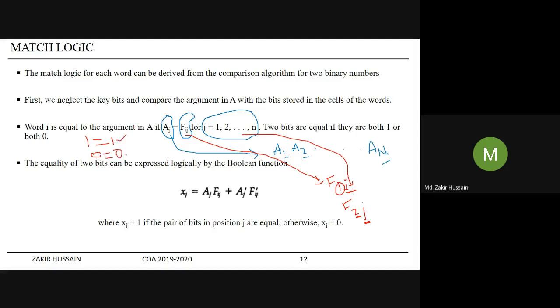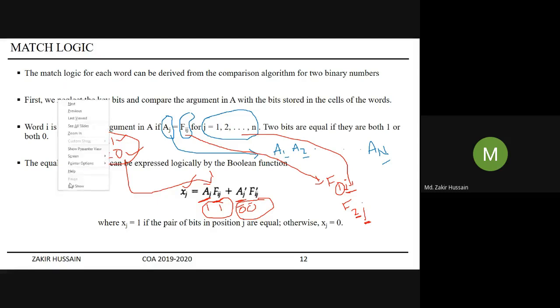Then a match occurred. How do we represent this entire thing in a Boolean expression? This is how we represent it. This is true form 1, this is also in true form 1. This is complement form 0 bar, and this is 0 bar. So either this should happen or this should happen. In either case, this is matched. So Xj is set to 1 in either case. Is that clear? Any doubts there?